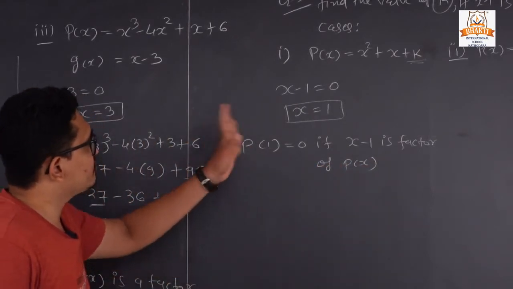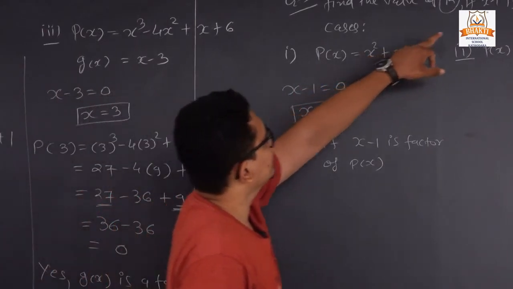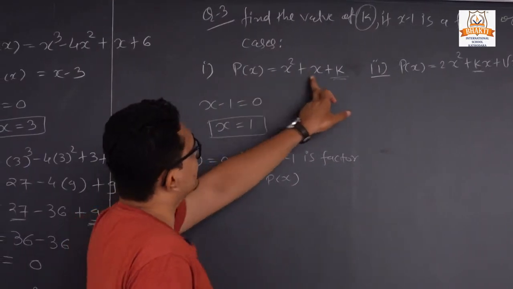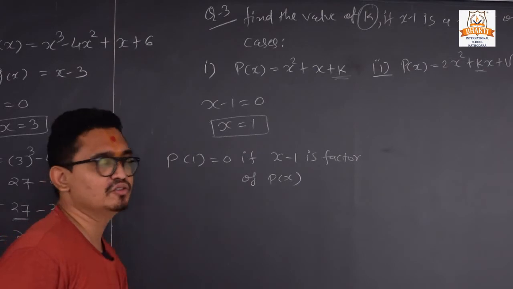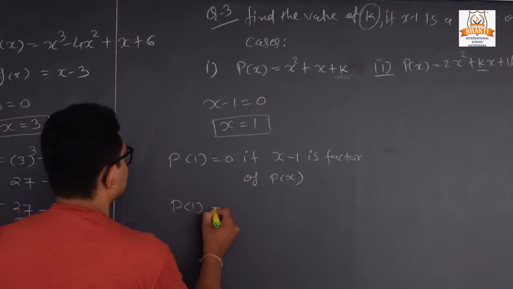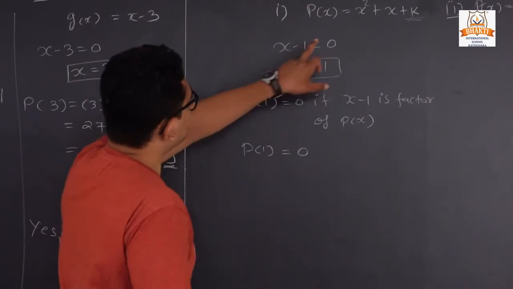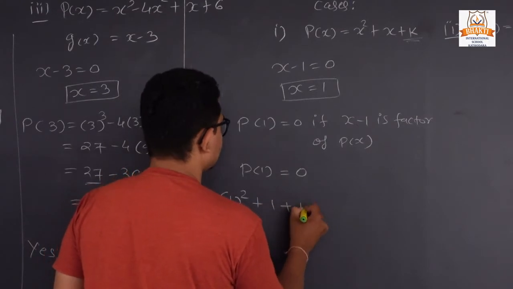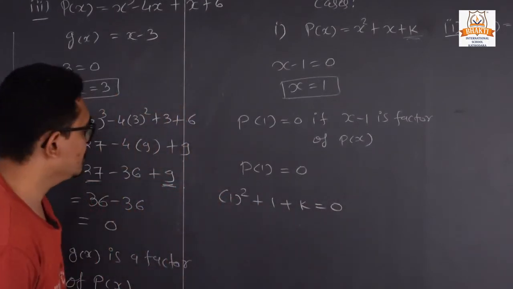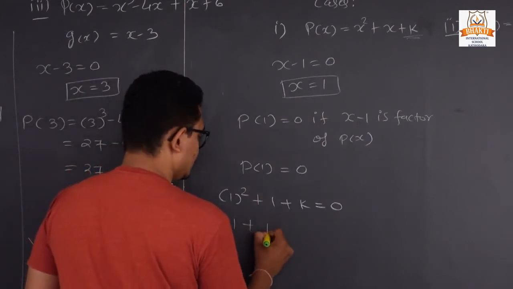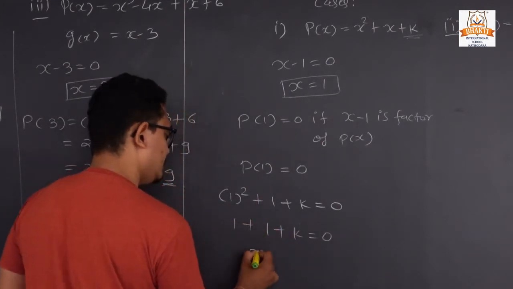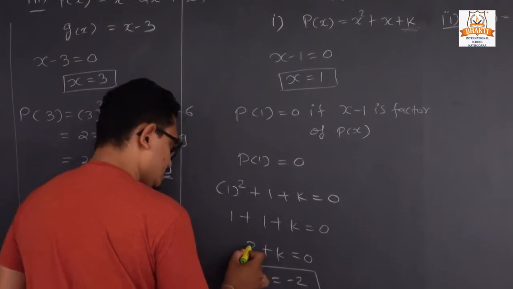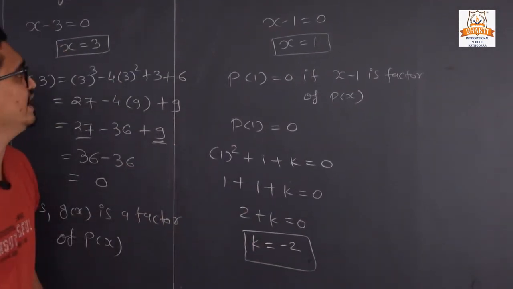They have already said that x minus 1 is a factor of that. So we can say that p of 1 is equal to 0. Now we put x replaced with 1. So 1 square plus 1 plus k is equal to 0. 1 square is 1, 1 plus 1 is 2. So what is the answer of k? Minus 2, because it is going to the second side, so it becomes minus.